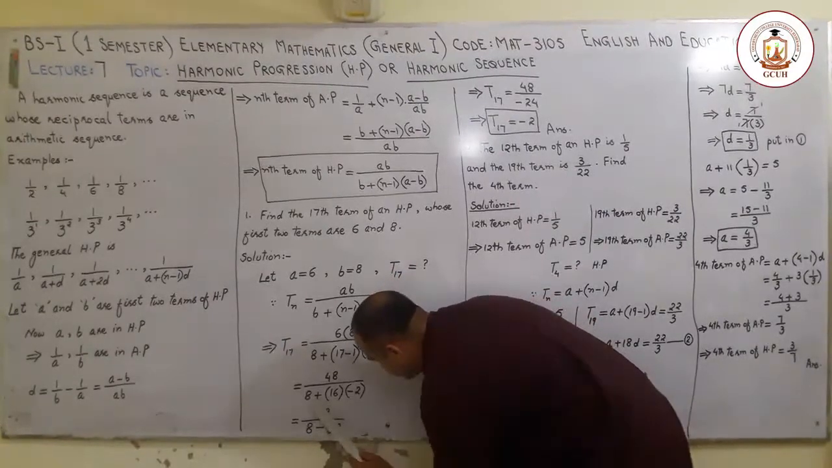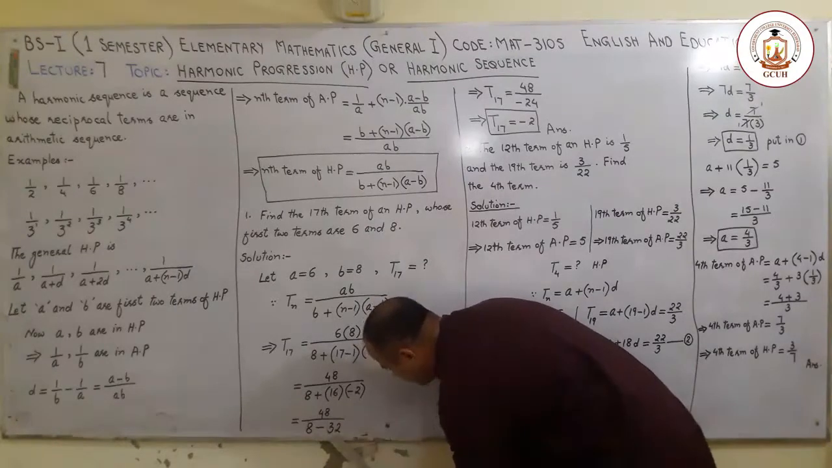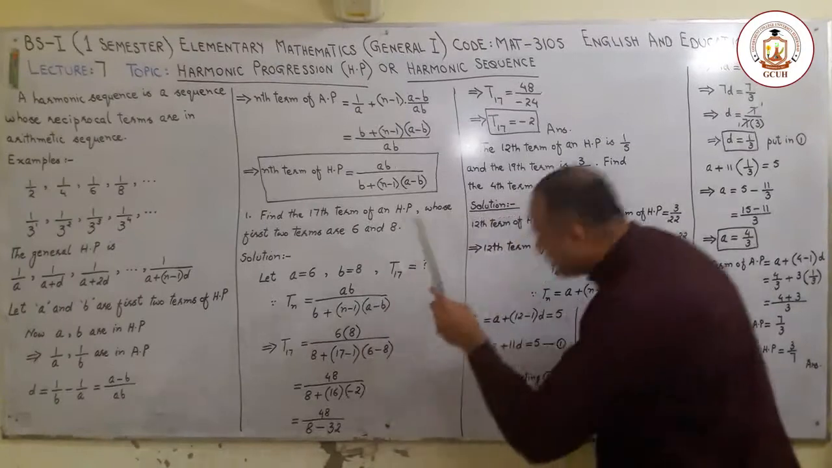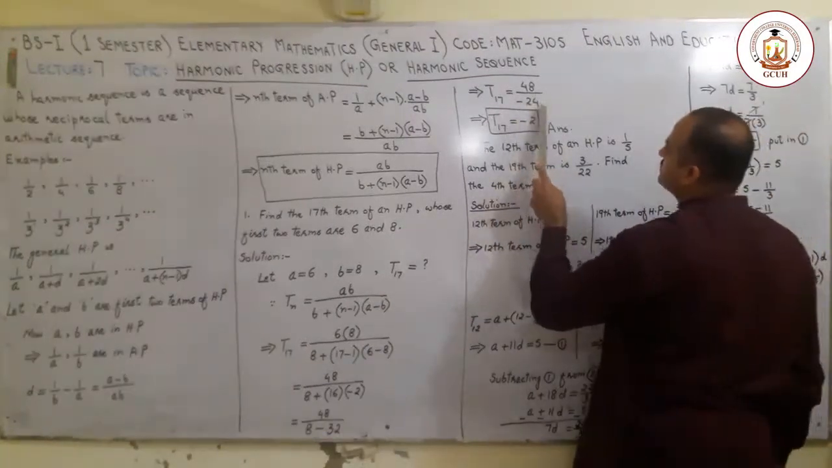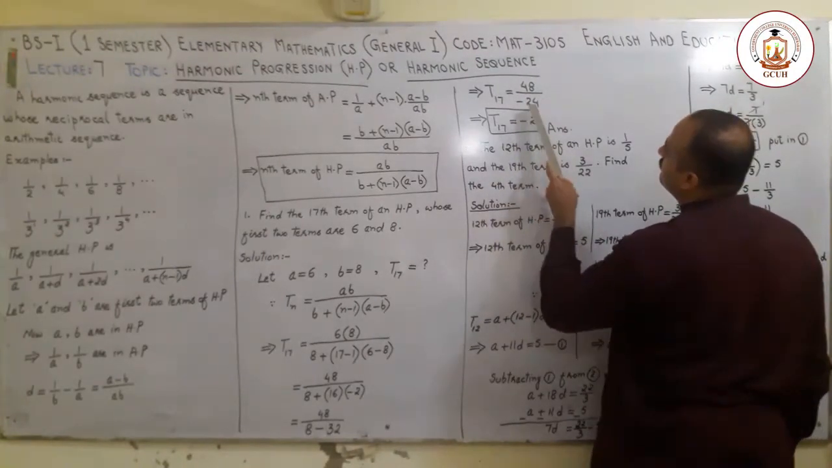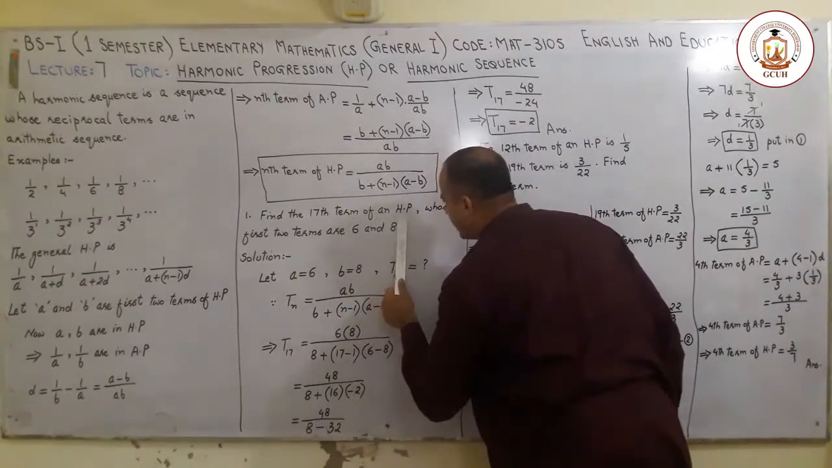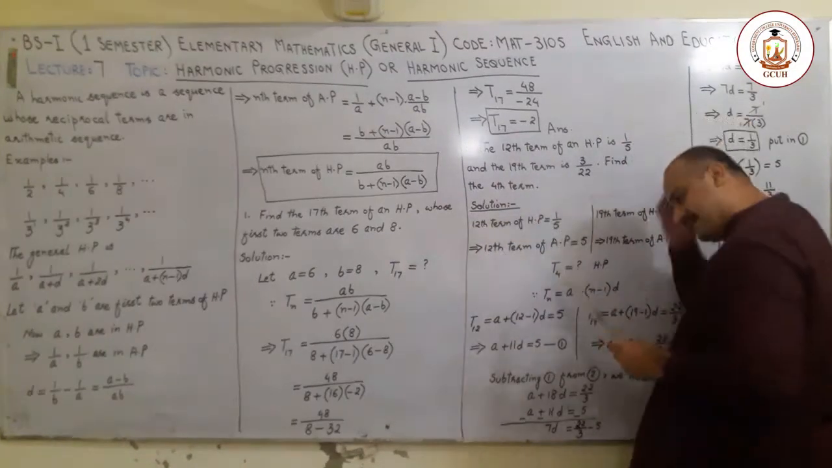Then in the next step, plus into minus is minus, 16 2s are 32, and their difference, that is 8 minus 32, is minus 24, which is written here in the next step. 24 1s are 24, 24 2s are 48. So using the table of 24, the required nth term of the harmonic progression is equal to minus 2. This was the required answer.